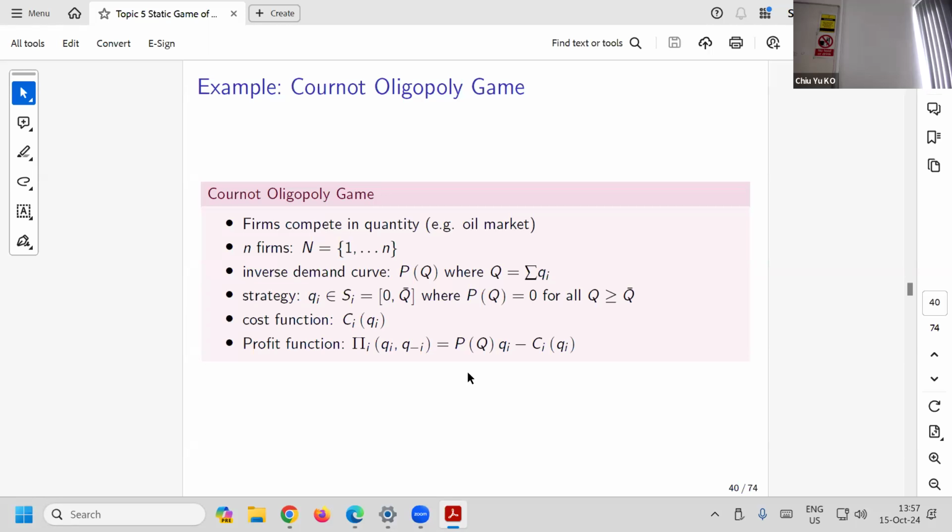And there's no distinction for any quantity above Q bar, because no one will buy anyway. No one will pay for that. The demand function is like this, and the profit function is like this. So there's nothing new in this perspective.